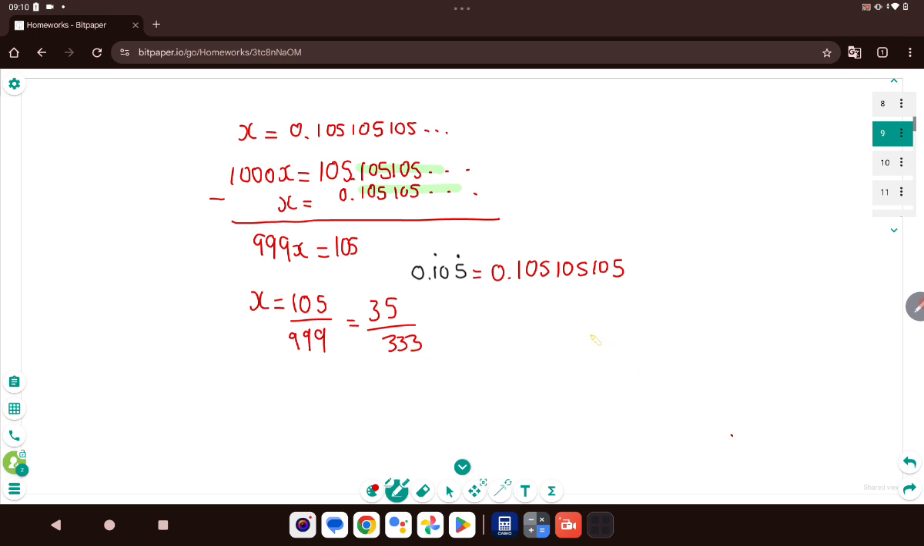So just as a reminder, if the number repeats once like this, you times by 10 to get 10x. If it repeats twice like this, times by 100 to get 100x. And if it repeats 3 times like this, times by 1,000.